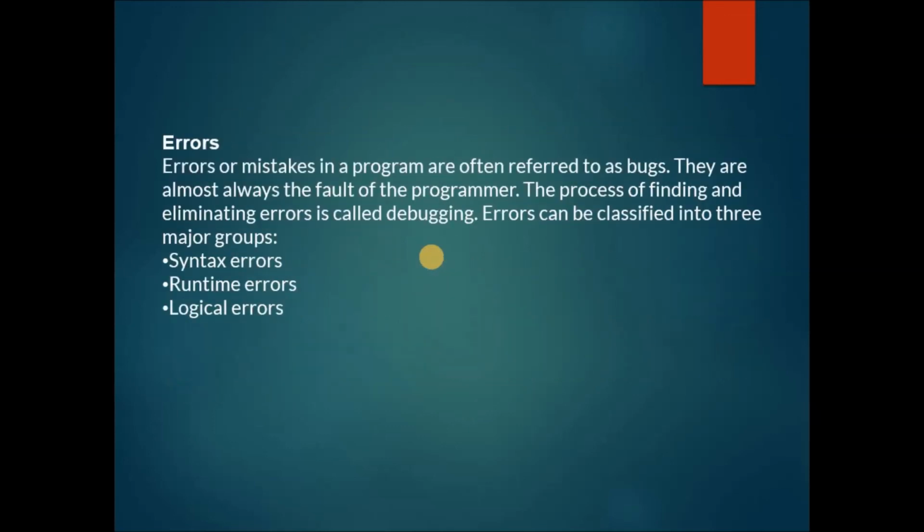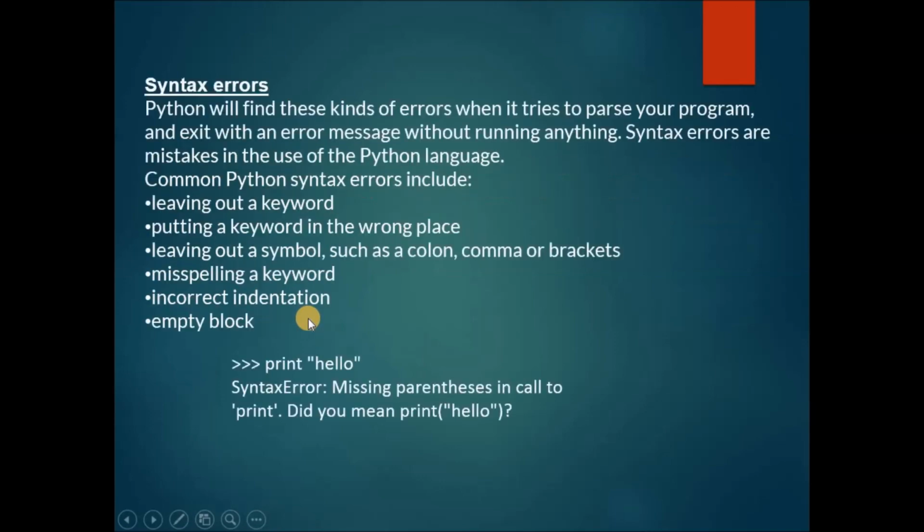Errors. Errors in Python mean mistakes in a program. Different types of errors are there in Python, that is syntax error, runtime error, and logical error. About the syntax error, if you write the wrong syntax, that is a syntax error. See, print hello, with no bracket. You are not giving the bracket, that means this is an error, missing parenthesis. So this is a syntax error. Different types of syntax errors are: leaving out a keyword, putting a keyword in the wrong place, leaving out a symbol such as a colon, misspelling a keyword, incorrect indentation, and empty block. These are the different types of syntax errors you will get.